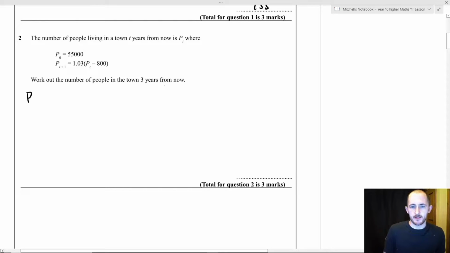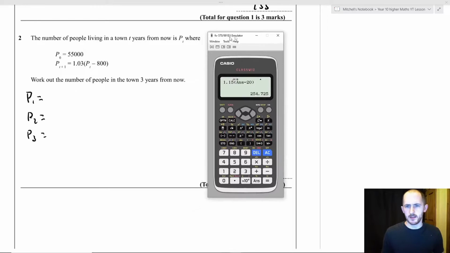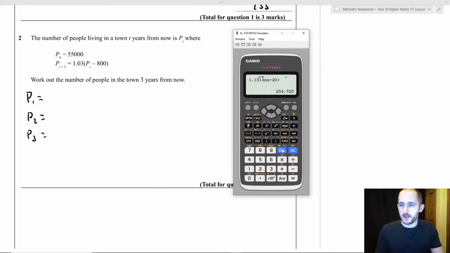So again, P1 equals P2 and P3. So the method marks you get given just for writing P1, P2 and P3 and what they are. So let's quickly work it out. So we have the initial thing is 55,000. Right, so that's now my answer. Then I just type in the equation as I see it. Except instead of the variable, I'm going to put the ANS button, minus 800. And now, if I just press equals, I get that.